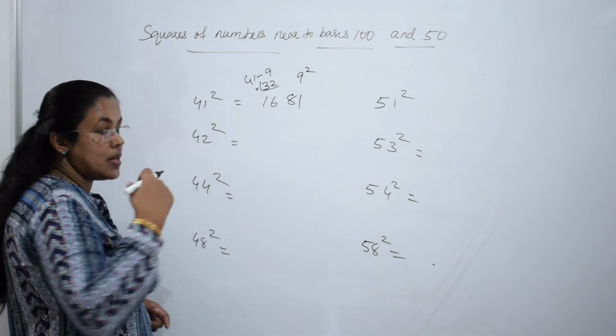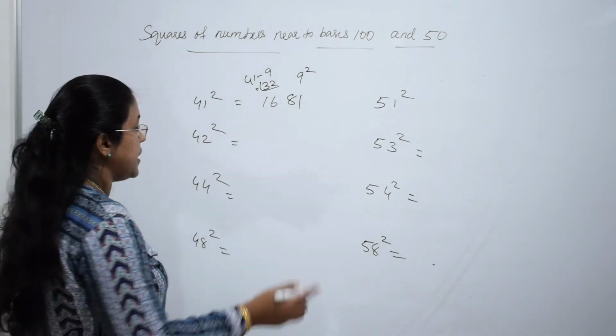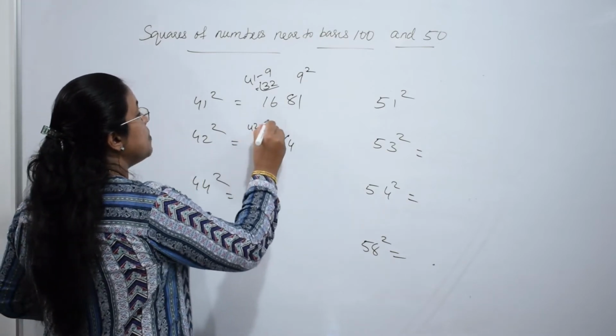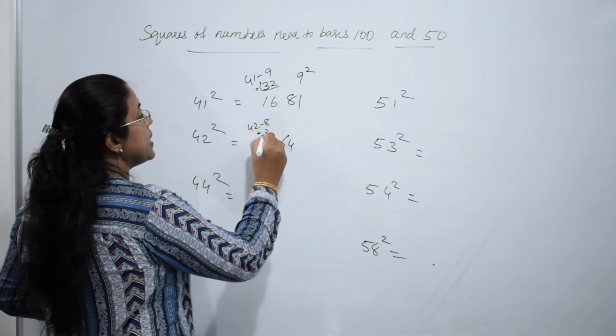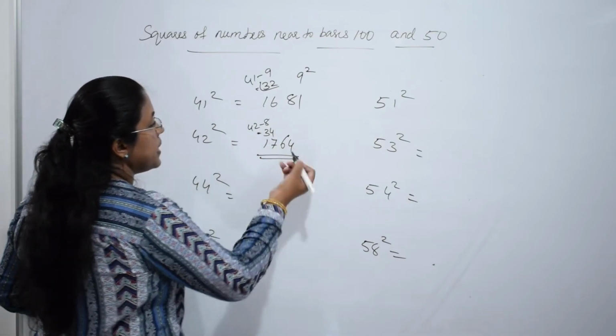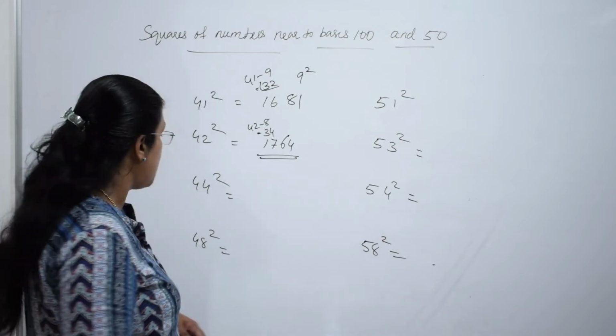Now 42 is 8 less than 50. So 8 8s are 64. Now 42 minus 8. What is that? 34. Half of 34 is 17. So the final answer is 1764.